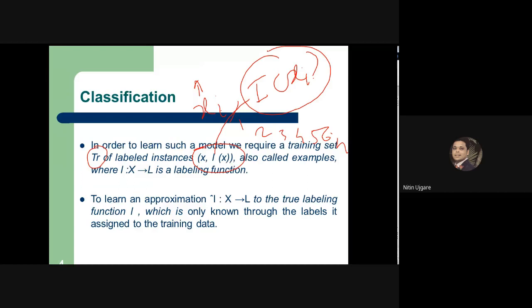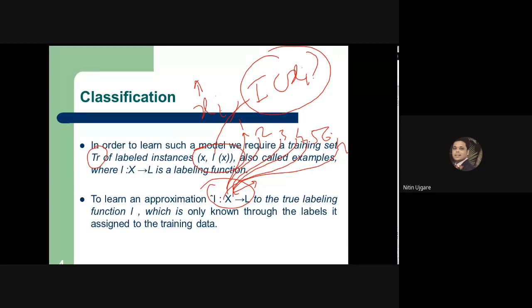Now, what is our objective in machine learning? We are building an approximation function, or a prediction function, which is represented here by l cap, x tends to L. It predicts. This is a function built by our machine learning model, which predicts the class of each instance. So it predicts the class of instance x1, x2, x3, x4, x5, and then xn. And this function is only known through the labels it assigns to the training data.